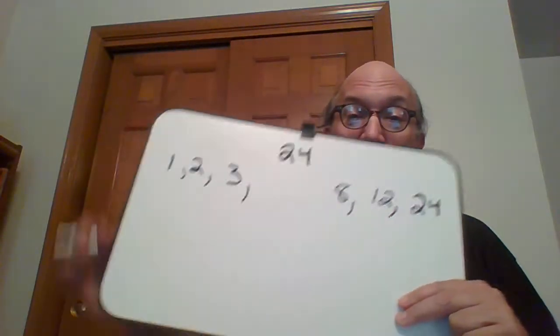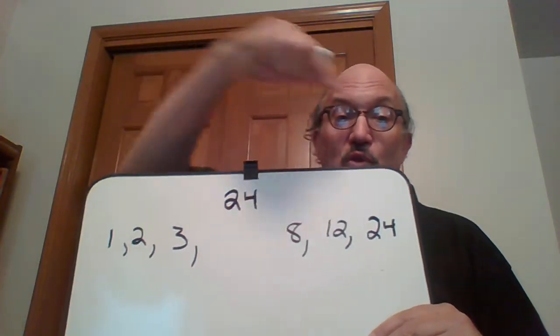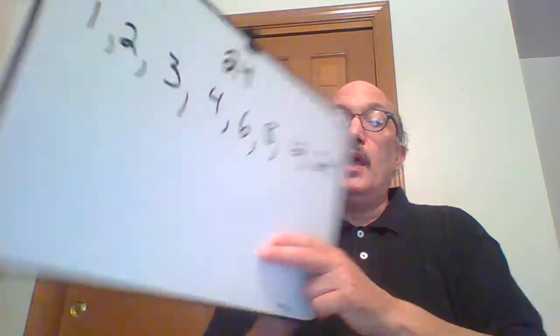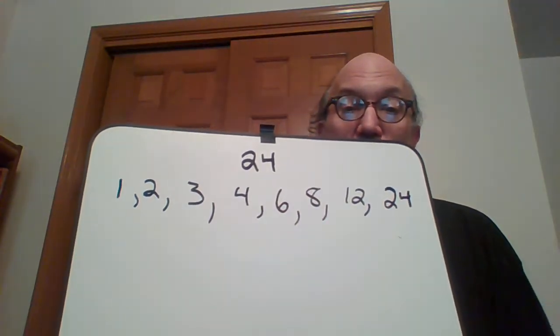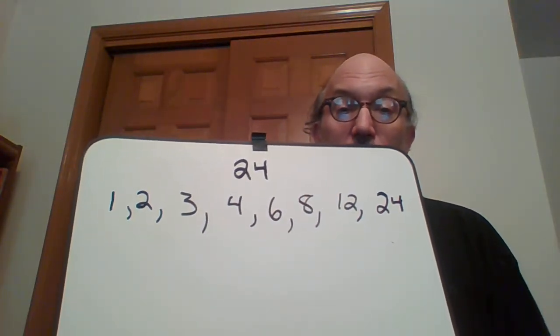I'm working toward the middle. 3 and 8. And I'm almost done. You see, they're pairing off. 1 times 24, 2 times 12, 3 times 8. And finally, 4 times 6. And those are all of the factors of 24. There are a limited number of them.